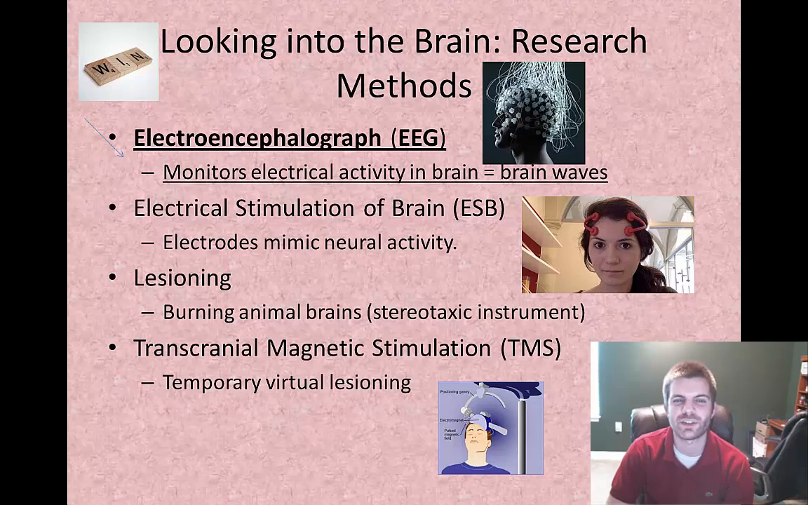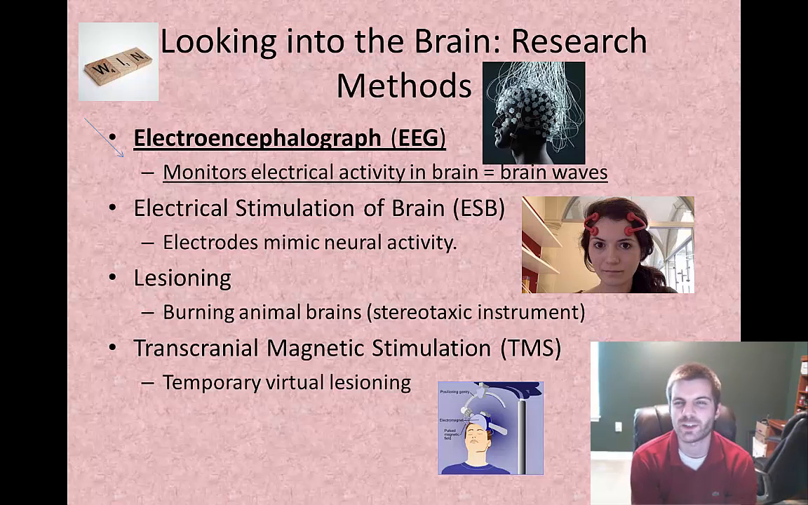And this is basically a series of wires that's going to be hooked up to your brain via some type of cap or some device that can connect all the wires. And this is going to actually monitor the electrical activity in your brain. And so it will transmit this in the form of brain waves. And so when we get to the unit on consciousness and sleep, we'll be looking at this a little bit more. But that's probably one of the bigger brain scans.